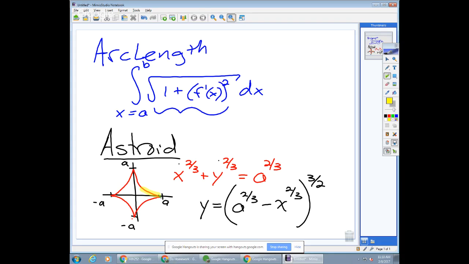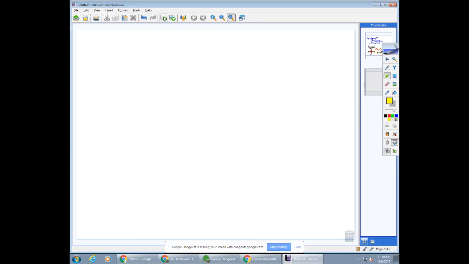Remember, we have 5 steps to find arc length. We break this down in terms of finding the derivative, squaring the derivative, adding 1, taking the square root, and then seeing if we can find an antiderivative. I'm going to break this down in terms of those 5 steps based on this black version of the equation y equals. Step 1 is to find the derivative of that black function, which is going to involve the chain rule. So, new page.